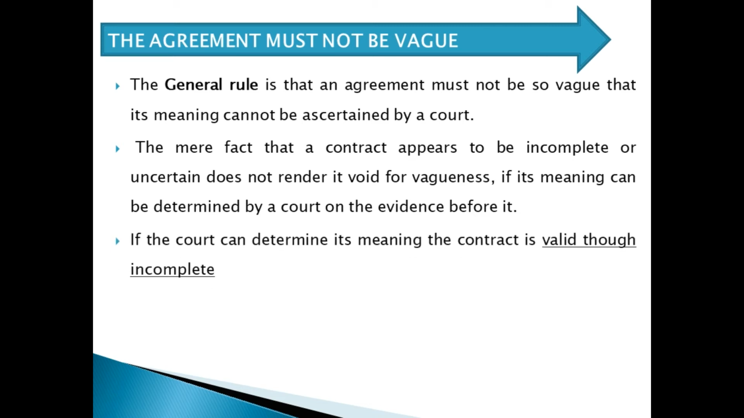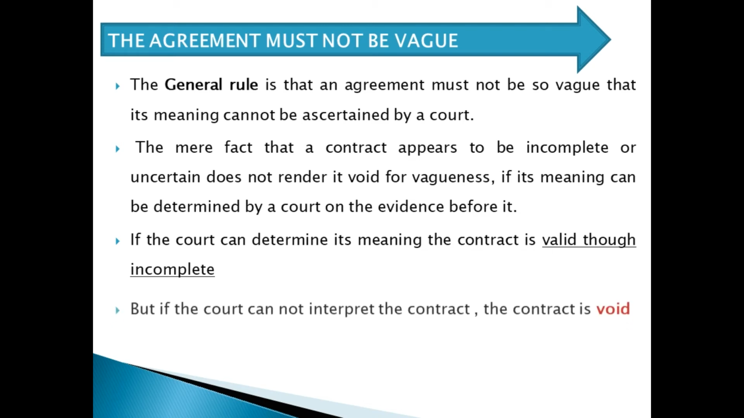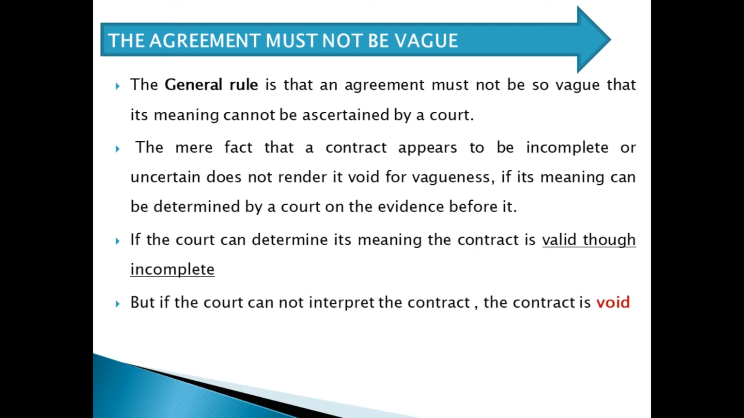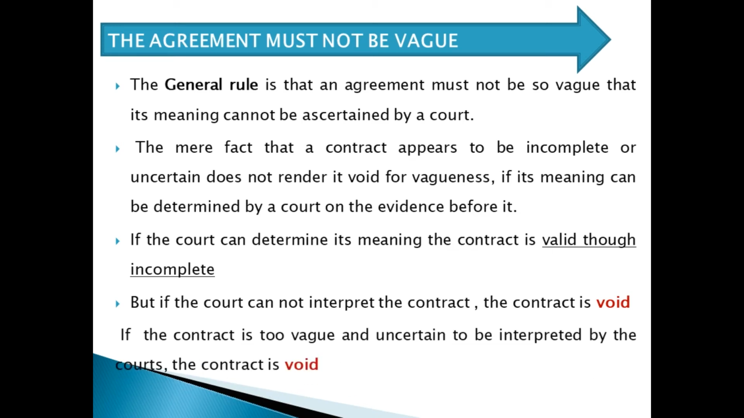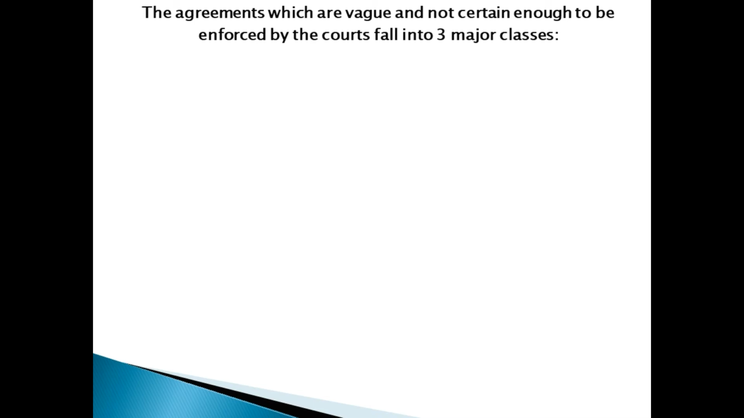If the court can determine its meaning, the contract is valid though incomplete. But if the court cannot interpret it, the contract is void. If the contract is too vague and uncertain to be interpreted by the courts, the contract is surely void. The agreements which are vague and not certain enough to be enforced by the courts fall into three major classes.